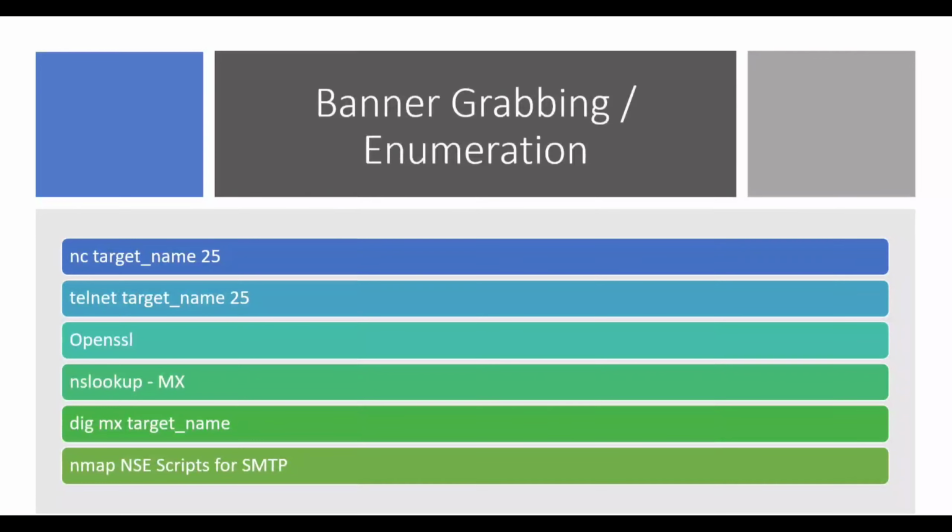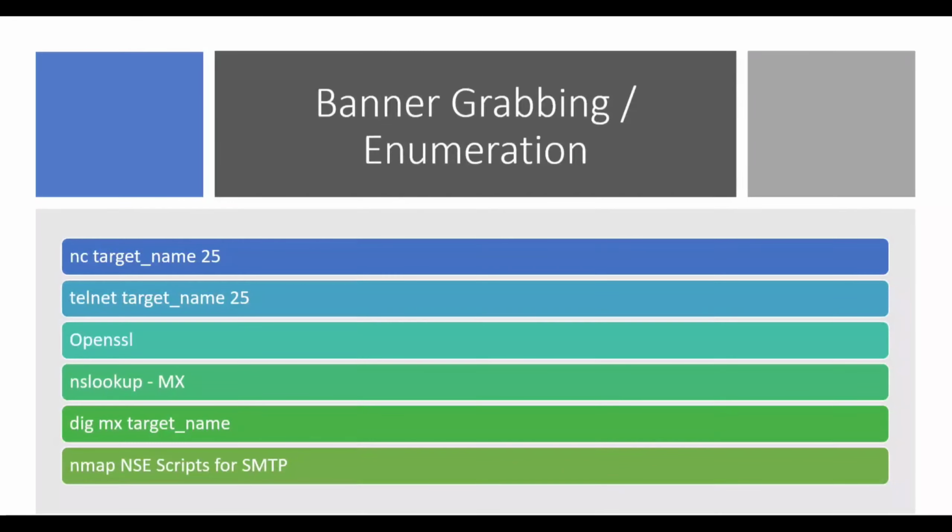And then we have nslookup. Through nslookup, you can identify the information related to a mail exchanger, right? There are different things in the DNS records, so you can identify the mail exchanger information through the nslookup command. Dig is also used to identify the information related to mail exchangers.